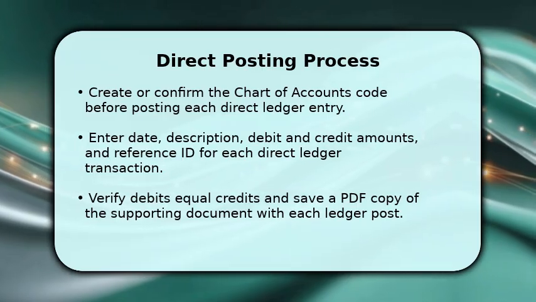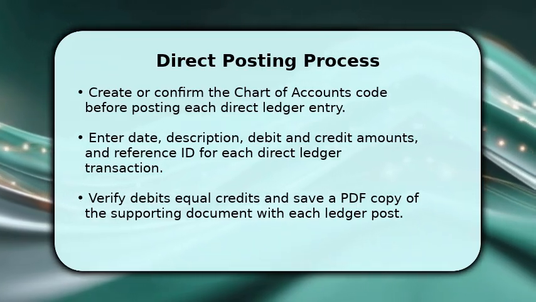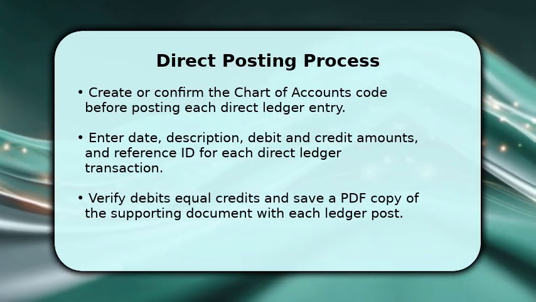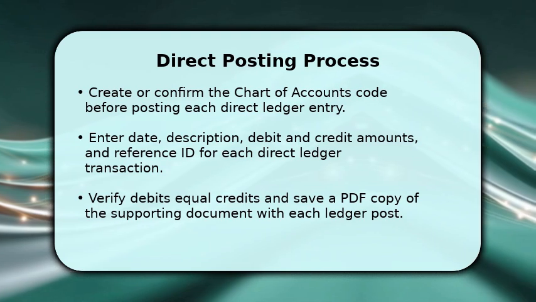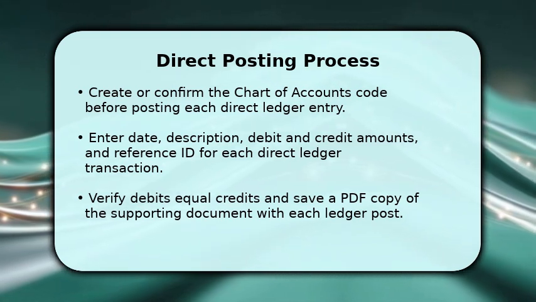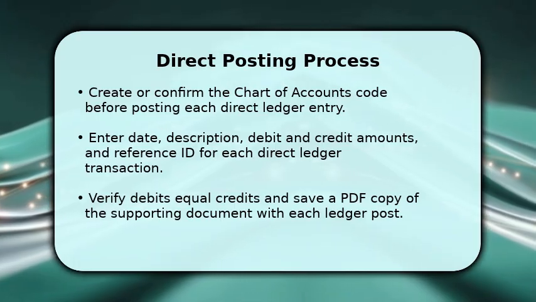Before saving, verify that total debits equal total credits for the single direct post. If not, correct the amounts. Save a PDF copy of the supporting document with the ledger record and tag it with user initials and a timestamp for accountability. Implement controls.